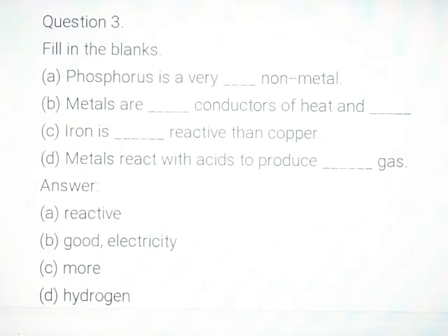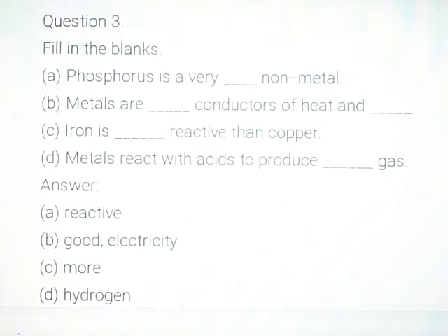Question number 3. Fill in the blanks. Part A, phosphorus is a very reactive non-metal. Part B, metals are good conductors of heat and electricity. Part C, iron is more reactive than copper. Part D, metals react with acids to produce hydrogen gas.